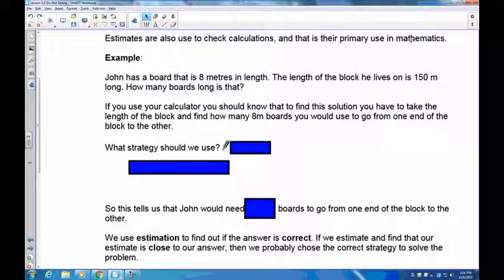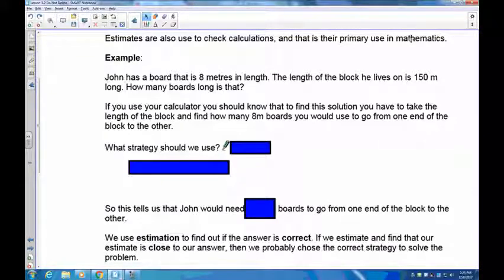So, for example, when you get a word problem and you do the calculations, what you need to be able to do is, in your head, very quickly do an estimate to find out whether or not the calculation that you have completed actually makes sense to you. So here's an example. John has a board that's 8 meters in length. The length of the block he lives on is 150 meters long. How many boards long is that?